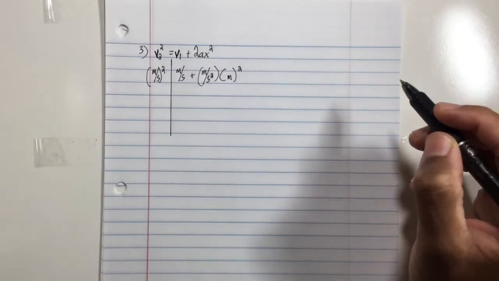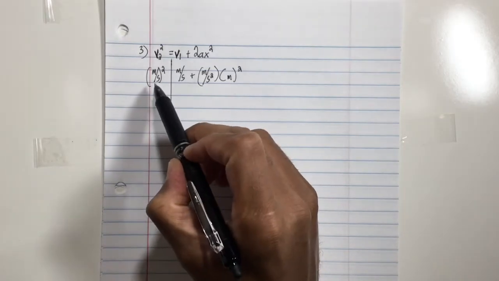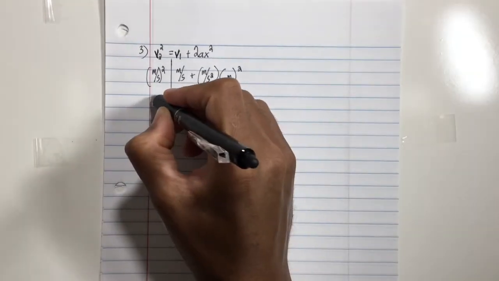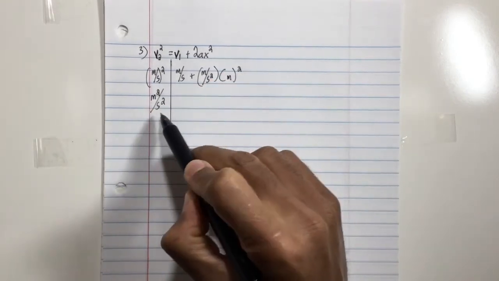Okay, so I've got all of this. It looks daunting, but we're going to simplify. Let's start on the left side. A meter per second, all squared. I've got to square the top and square the bottom. Most people forget to square the bottom.